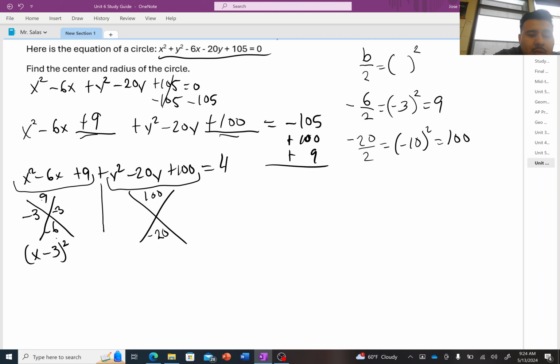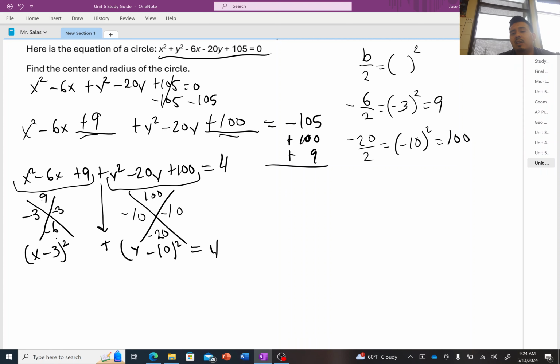Don't forget to bring down your plus sign. Well, 10 times 10 gives me 100. I'm going to make these both negative. Negative 10 times negative 10 gives me positive 100, and negative 10 plus negative 10 gives you negative 20. So it's going to be, oh sorry, not x, y minus 10 squared is equal to 4.